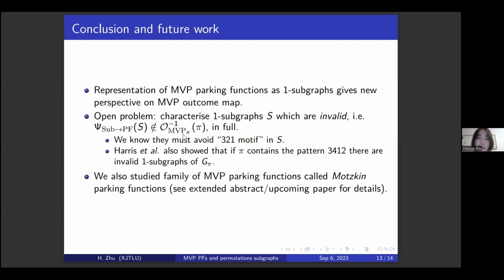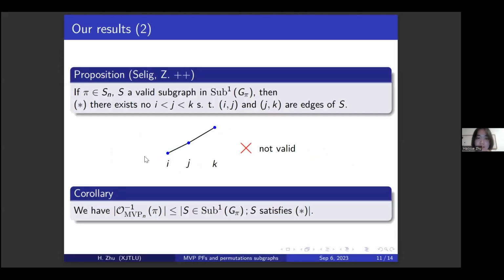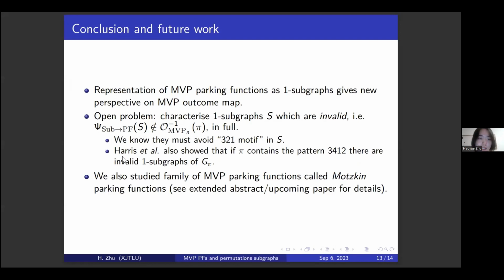Okay, so now we have given the representation of the MVP parking functions with the one subgraphs. We also got some results on the MVP outcome maps. We also try to characterize the one subgraph S which can be valid, and here we know they should avoid this pattern. We call this pattern the 3-2-1 motif. But Harris and co-authors also found that if the outcome permutation pi contains the pattern 3-4-1-2, there should be some invalid one subgraphs of the G pi. But we should try to figure out more details.